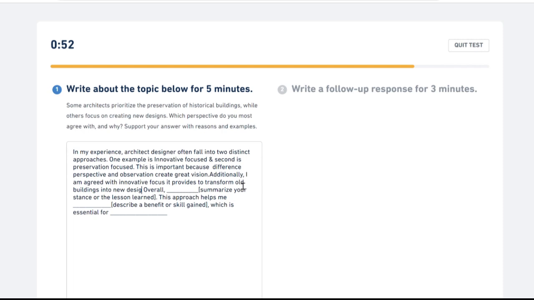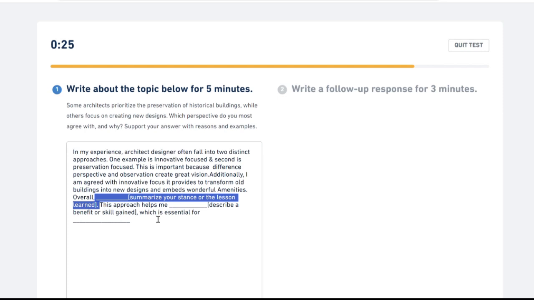This task is the most difficult task in the Duolingo English Test, but you need to be prepared before you write this essay. You can write as much as you can. There is no word limit. I'm repeating this again and again: write as much as you can, and it will definitely help you get more points in interactive writing.